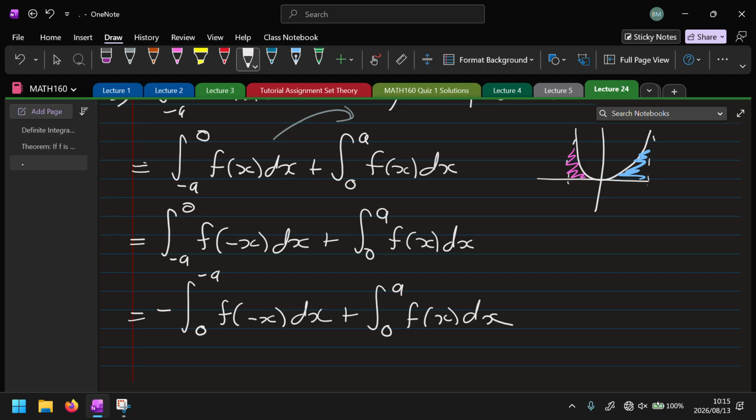So here, what's the integrand? F of x. Here we put the minus sign, which was correct because we want this to be even here. But the minus sign messes up this being the same. There's something we can do to make it look the same. Emphasis on look the same. They're not the same yet, but we can make them look the same.